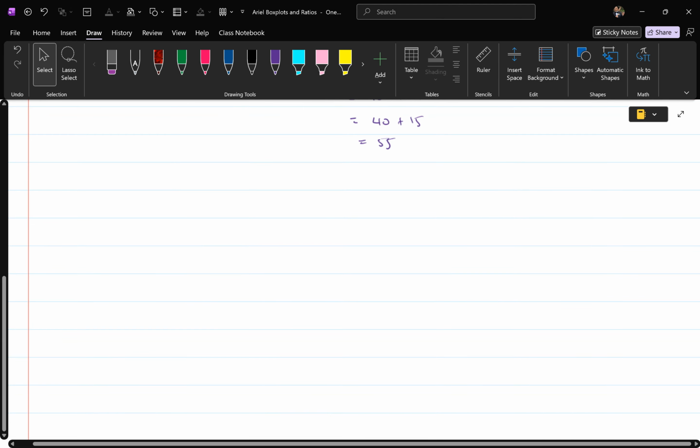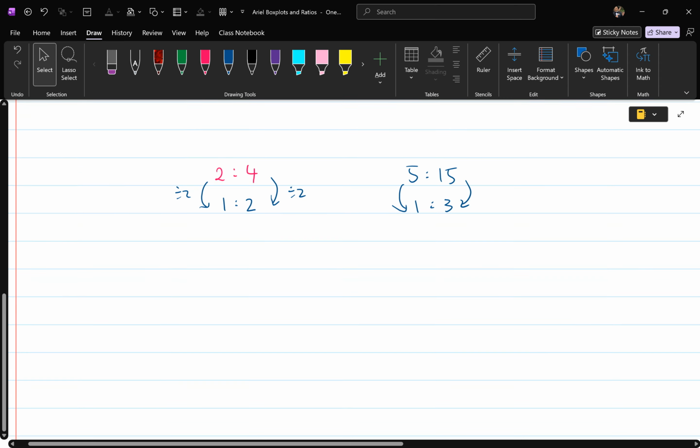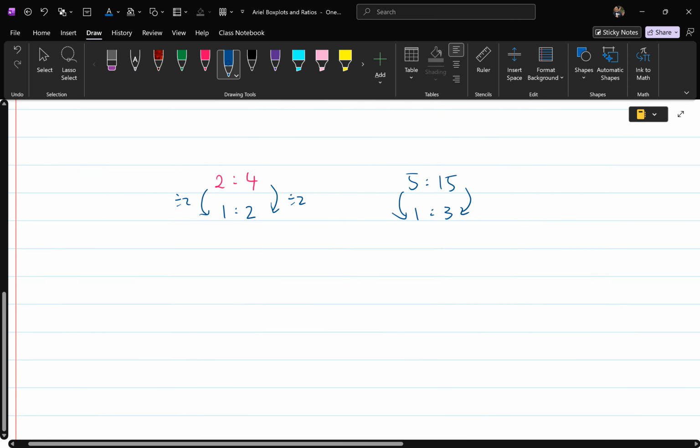As for ratios, I'm not sure what you're looking for. I'm assuming you're saying like most times they ask you to do things like 2 to 4, simplify it. So simplifying it would be finding a common factor. So it becomes 1 to 2. Divide 2, divide 2. For example, if you have 5 to 15, then this now becomes 1 to 3.